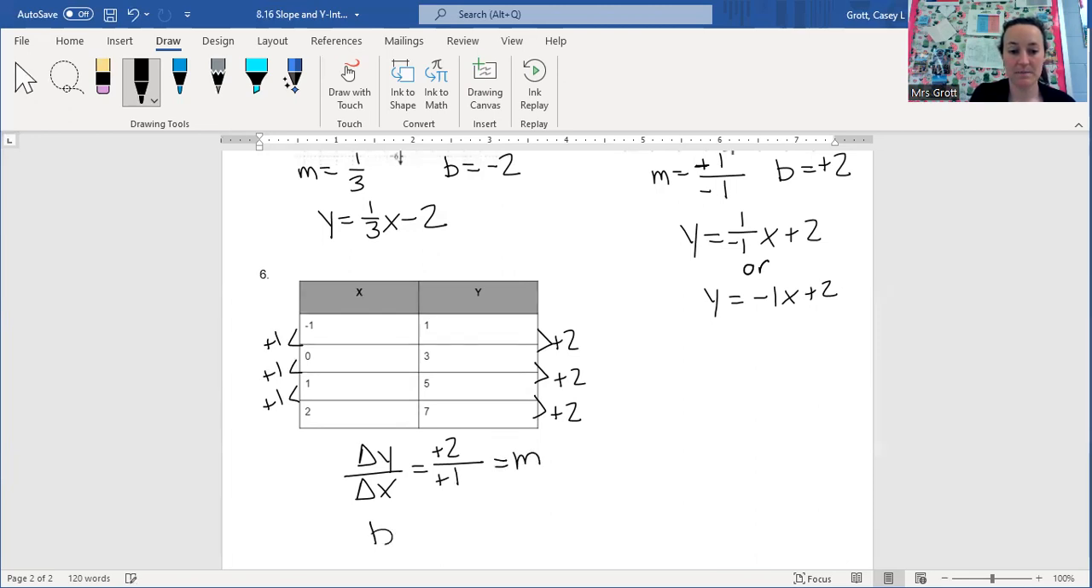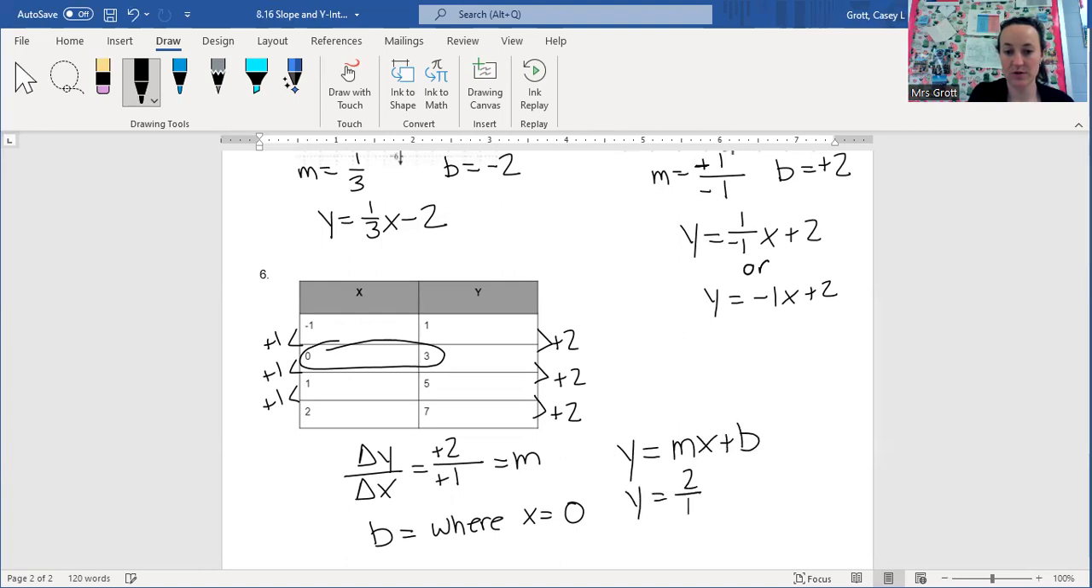Okay, b is going to be where x equals 0. So looking at the graph, they found that for us. So my equation for y equals mx plus b, I've got y equals, my slope is 2/1x, and b is going to be equal to +3 because this is where y is equal to a number when x is equal to 0.